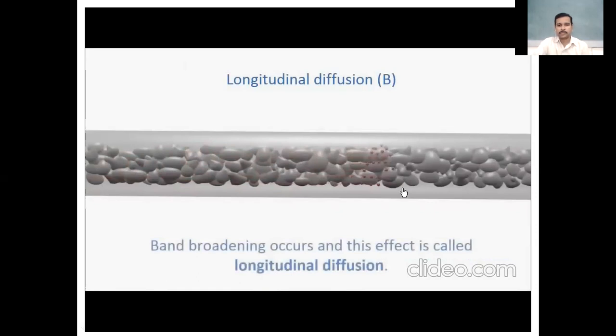Why this increased bandwidth? This increased bandwidth is because the solute concentration at the center of the band was maximum. Therefore, the solutes from the center will start to diffuse towards the front and rear edges of the chromatographic band. As a result, the width has increased abruptly. Due to this abrupt increase in the bandwidth, there will be band broadening or zone spreading. This is about the longitudinal diffusion term.